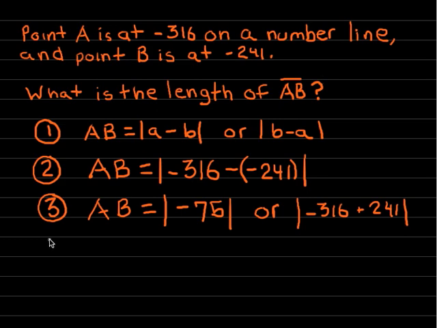And step four, all that remains for me to do is to take the absolute value. So the length of segment AB is 75 because the absolute value of negative 75 is simply 75.